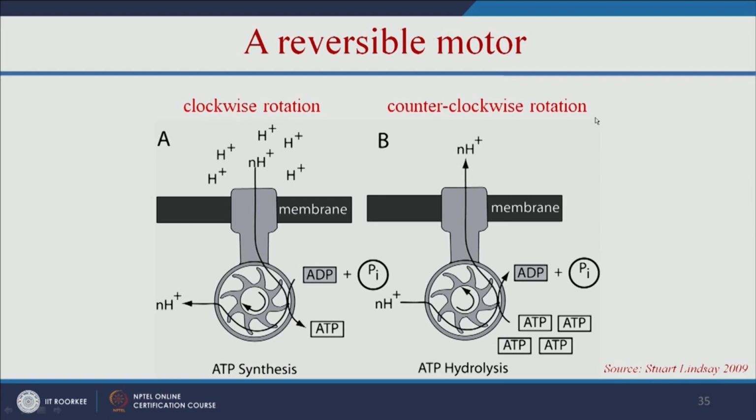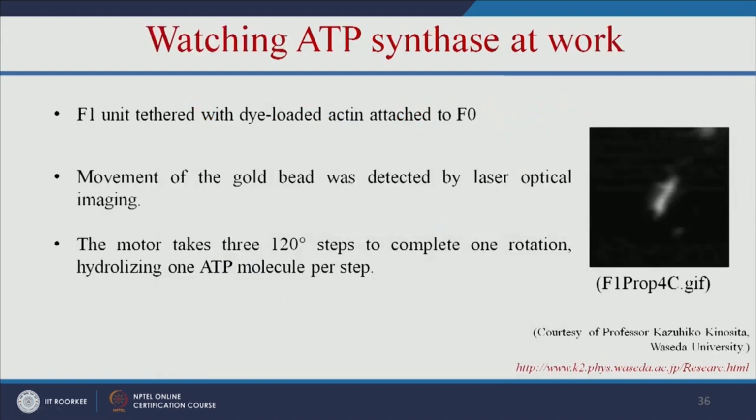So, it is a kind of reversible motor, and here the F1 unit was attached with the dye-labeled actin and attached to F0, and you can easily see the movement of gold bead by laser optical imaging. This is the gold bead, you can see here rotatory motion, and here the motor takes 3 120 degree steps to complete one rotation. That means it takes 3 120 degree steps to complete one rotation, and also hydrolyzing 1 ATP molecule per step. Okay.